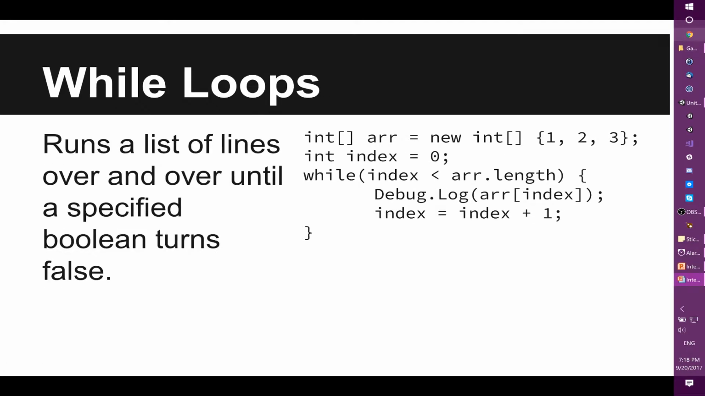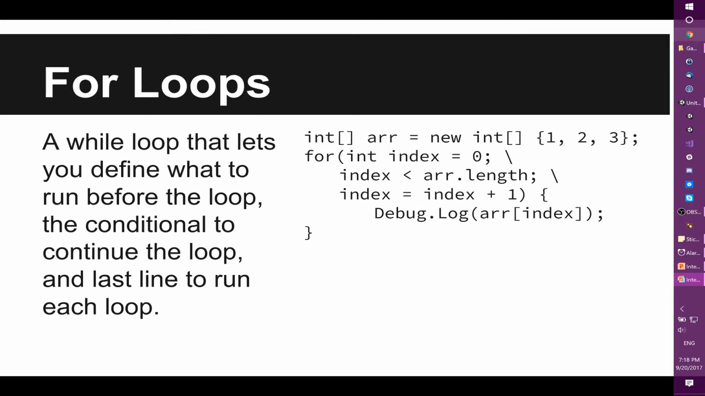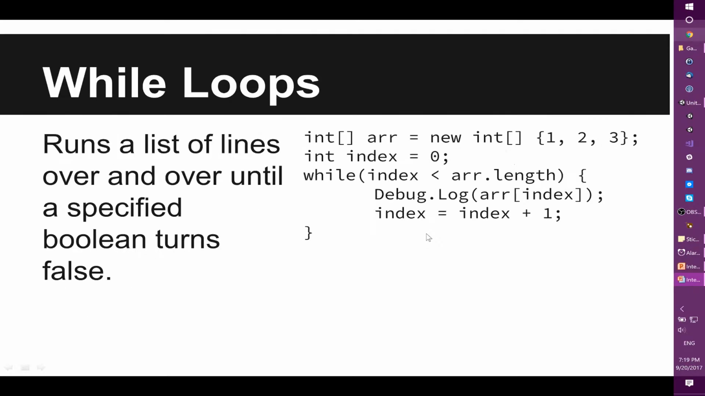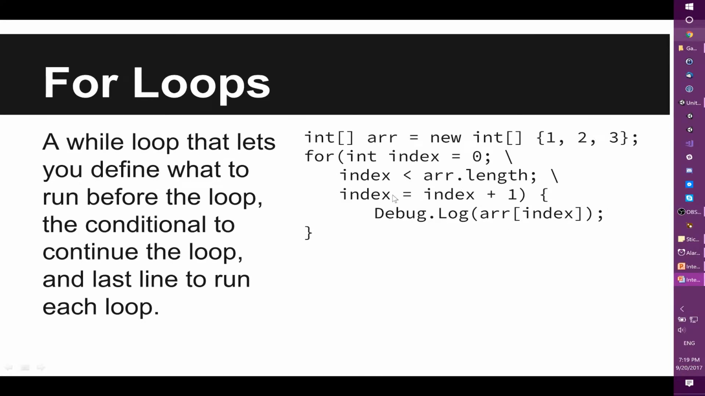For loops take a similar idea to what while does, but allow you to define it all in one line. It's basically just a helper function. It takes in 2 semicolons, and in between those 2 semicolons, 3 parts. So in this case, the first part declares that an integer index is equal to 0. It checks to see whether the index is less than the array length. And at the very end of that loop, it runs index equals index plus 1, in other words, incrementing the index by 1. And basically, it does the equivalent of this, except with fewer lines.